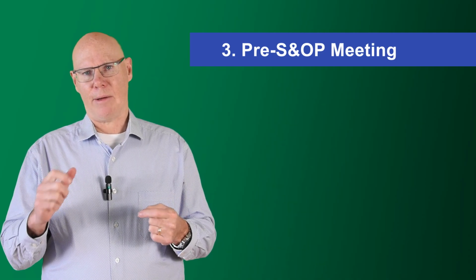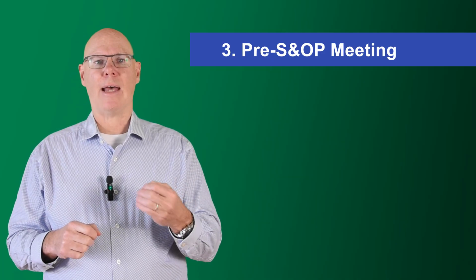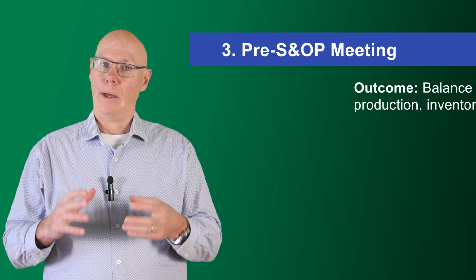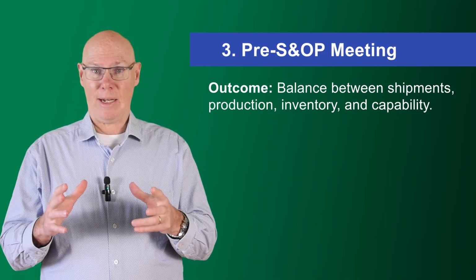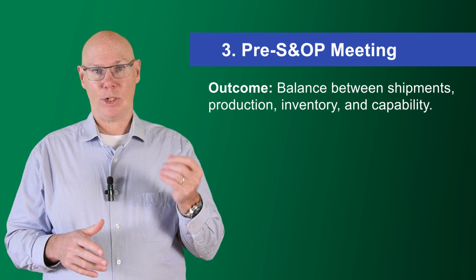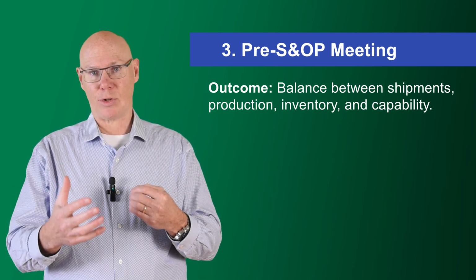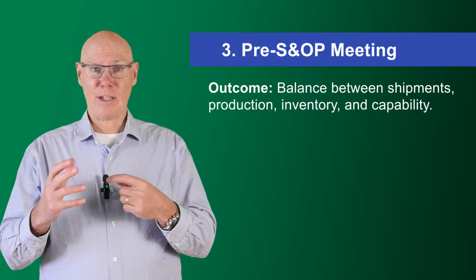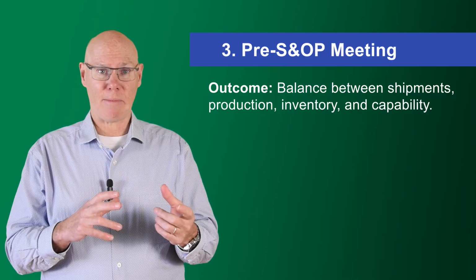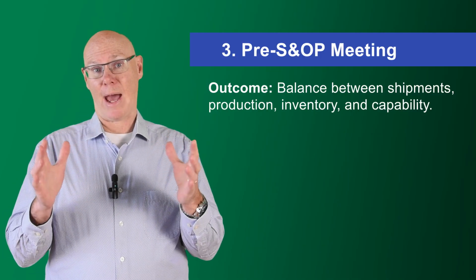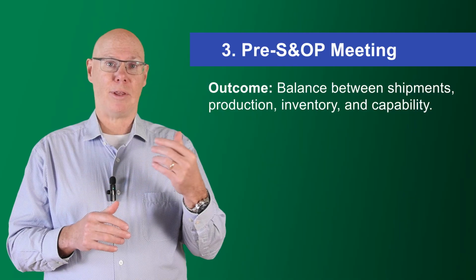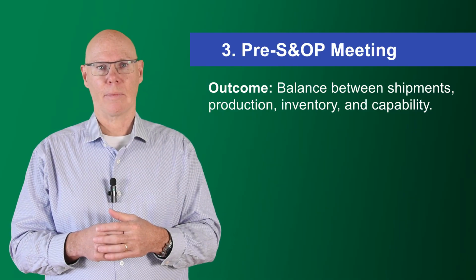The third meeting in the monthly cycle is the Pre-S&OP meeting. The outcome from this meeting is a balanced plan: shipments, production, inventory, and capability. This may mean constraining shipments at the demand stream level in order to match your supply within your capability.